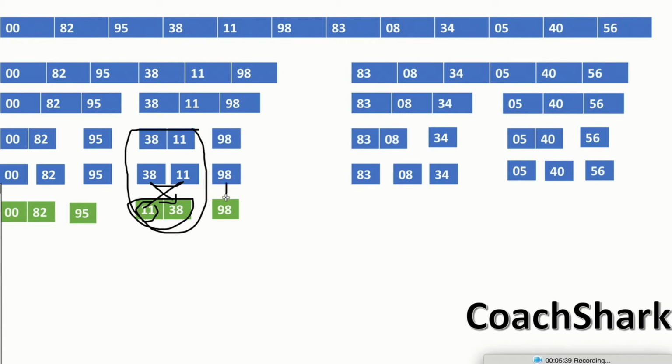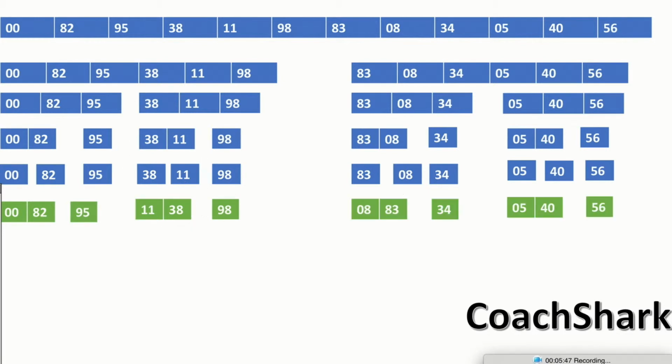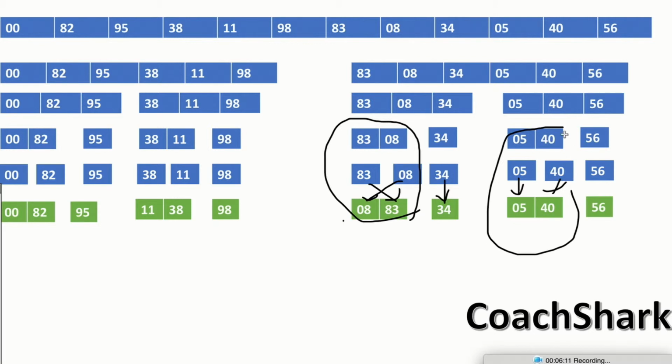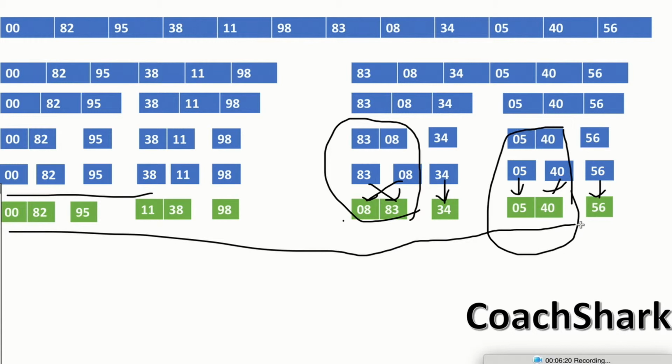Similarly 98. Similarly we sort these two sub-problems. Now this sub-problem is sorted. This one as well, here and here, our 10th and 11th sub-problems. This is also sorted. Finally 56. So we have basically completed the first combination of our merge sort.